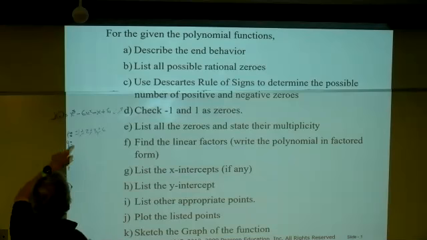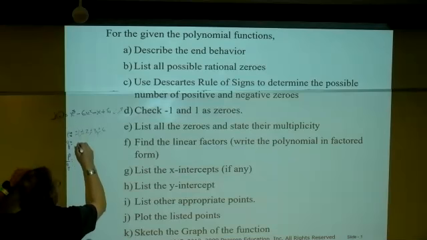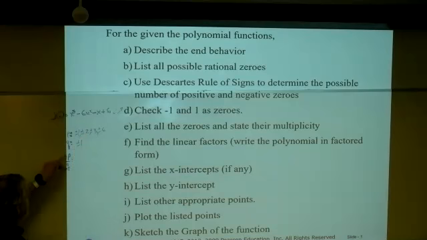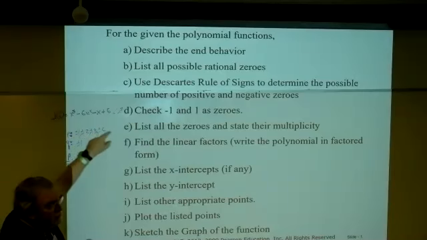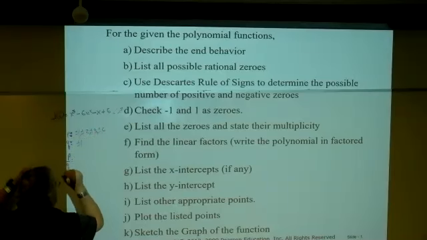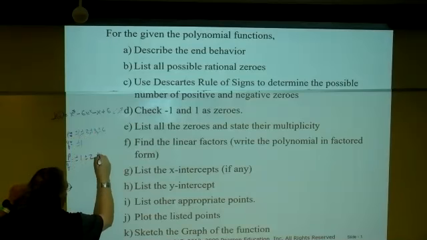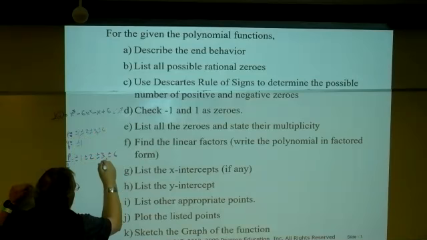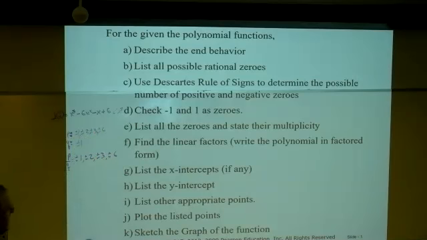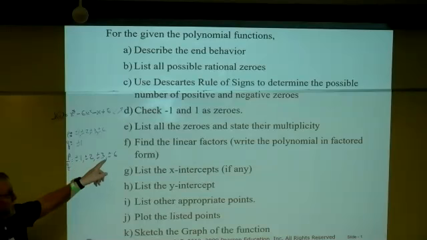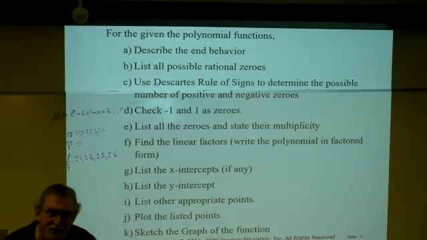Now, the Q numbers are the factors of 1. So that's plus or minus 1. That makes P over Q easy, because dividing each one of these by 1 is just those numbers. So my potential rational numbers are plus or minus 1, plus or minus 2, plus or minus 3, plus or minus 6. So if I have a rational zero, it will come from one of those 8 numbers. Each one of these represents 2 different numbers, positive and negative.